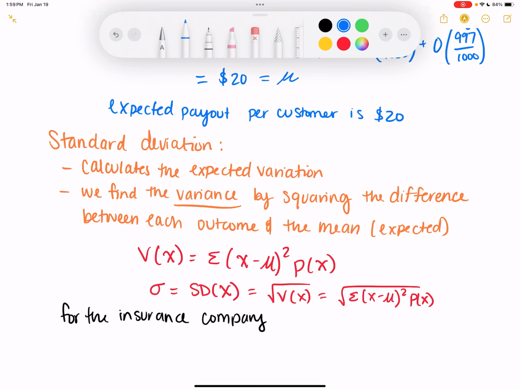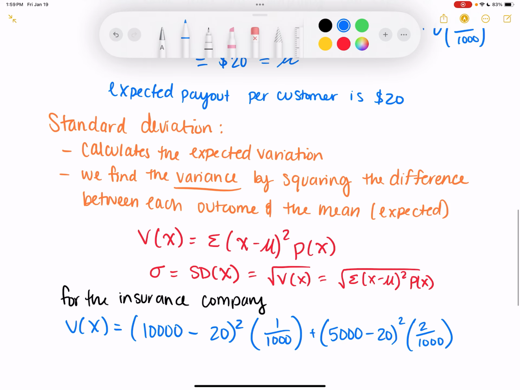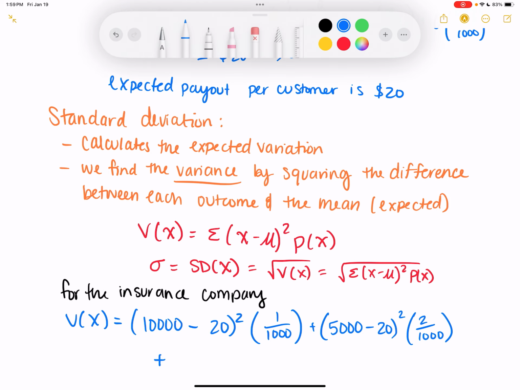V of x is equal to 10,000, so that's x, minus mu, which was 20, so minus 20 squared times the probability of that, which is 1 out of 1,000, plus 5,000 minus 20 squared times 2 out of 1,000, plus, in this case, we cannot disregard the 0 one, you have to add it, so I'm just moving it to the bottom because I don't have room to write it up there, plus 0 minus 20 squared times 997 out of 1,000.